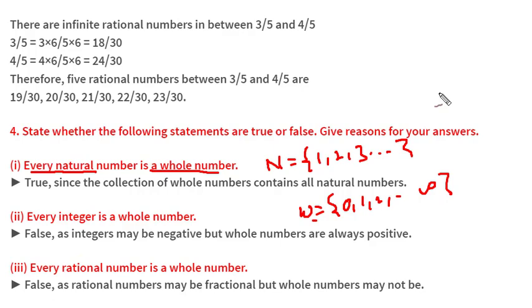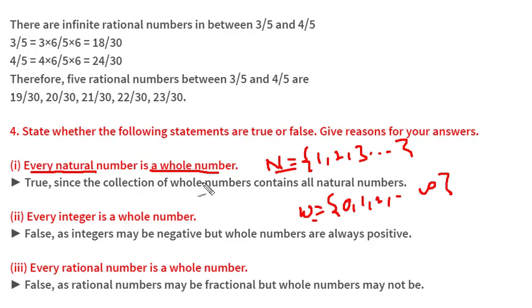The answer is yes, because a whole number is 0 plus natural numbers. For example, natural numbers start from 1, while whole numbers start from 0, and then 1 and 2 and all those numbers. So all natural numbers are whole numbers, correct.